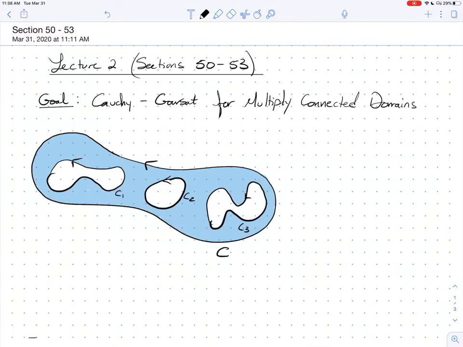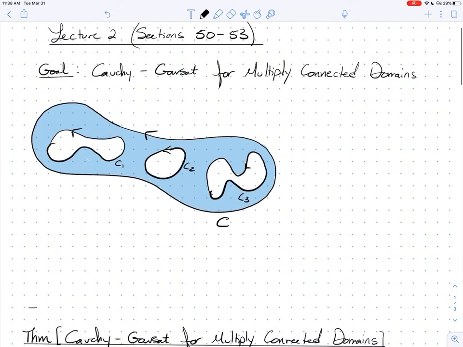All right, gang, on we go in our study of complex analysis. So this is the second lecture after we separated to remote learning.